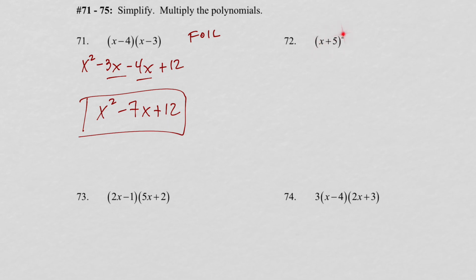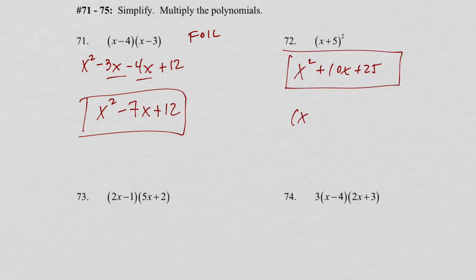You can use the formula here. The formula is the first item squared, twice the product of those two. So the product of those two is 5x, twice that is 10x, and then the last item squared. If you forgot the formula, just write it out twice and FOIL it. And then FOIL that, and you'll get to that in the end.